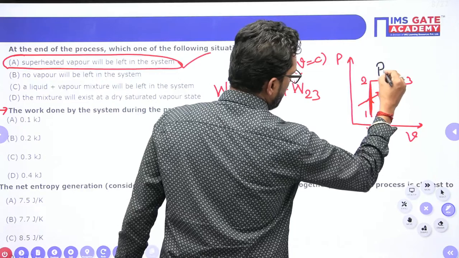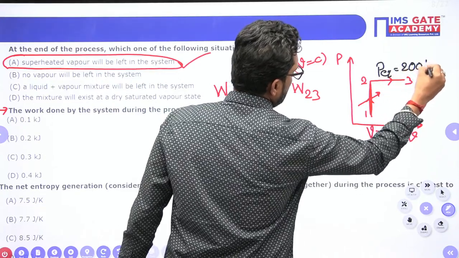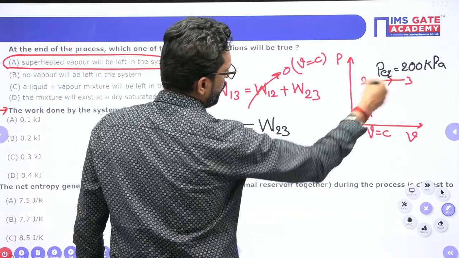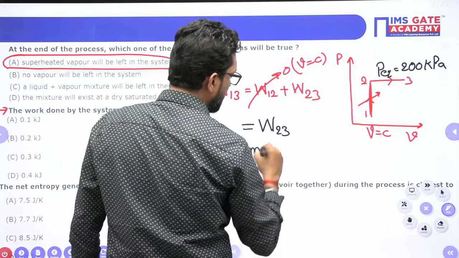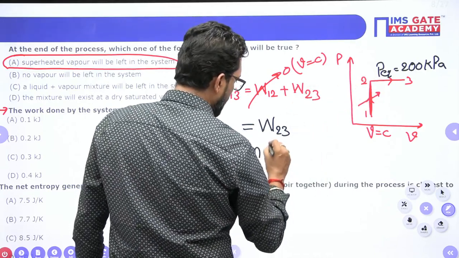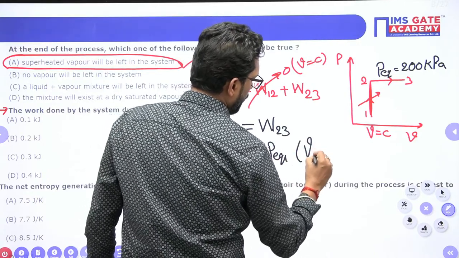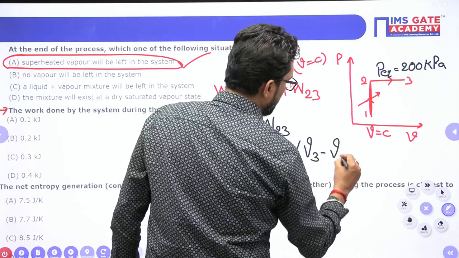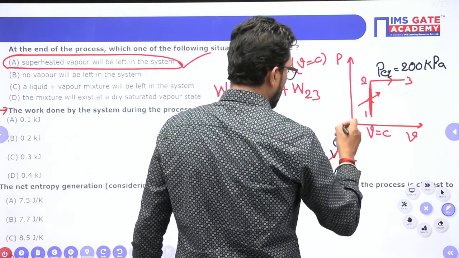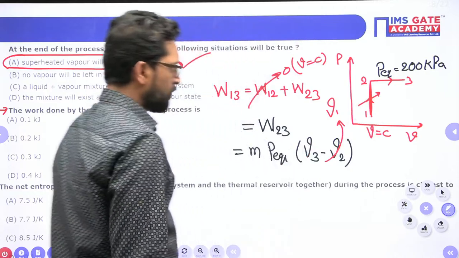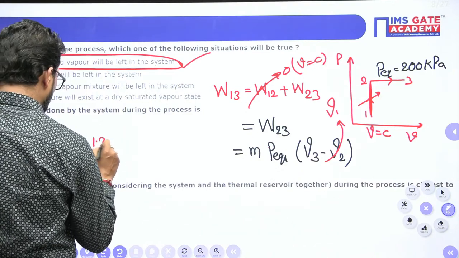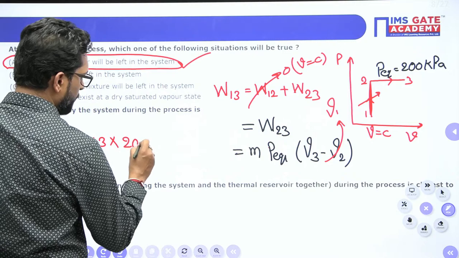This is your equilibrium pressure. And what is the equilibrium pressure? 200 kilopascal. So, you have mass of what? Total mass. Mass is not changing. M into P equilibrium into V3 minus V2. And V2 is what? V1. So, put this value: mass is 1.3 total mass, into P2 equilibrium 200, into V3.